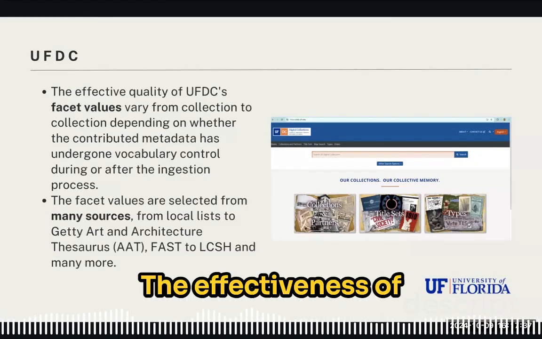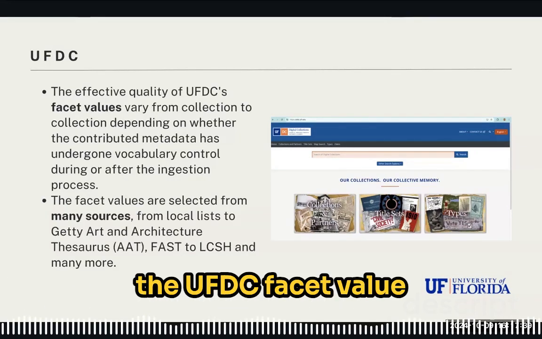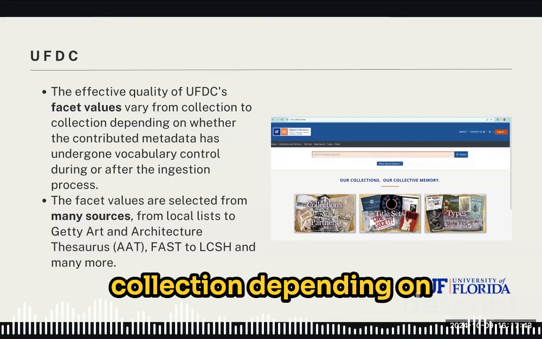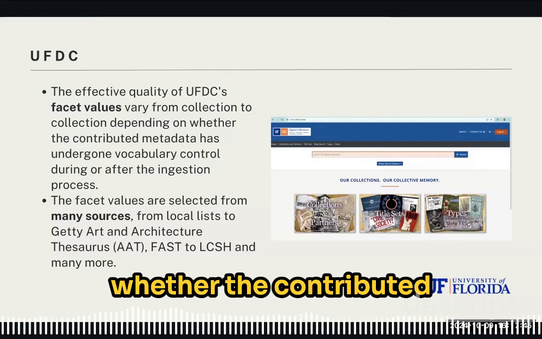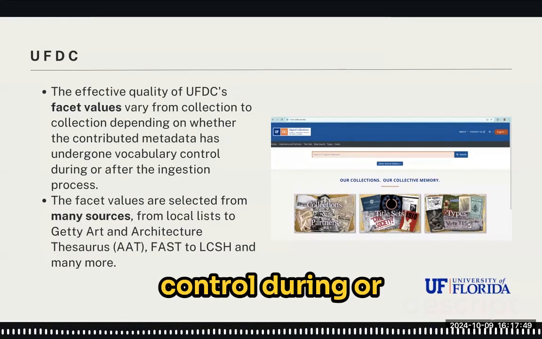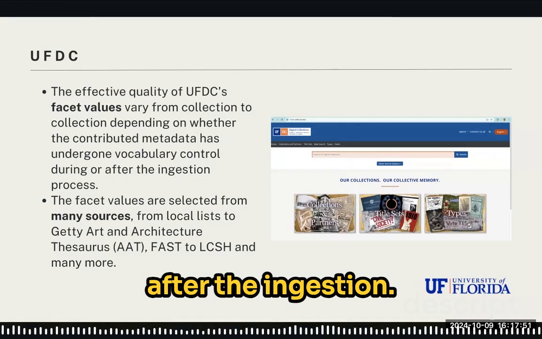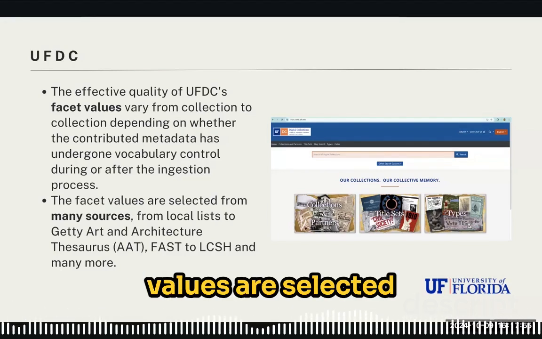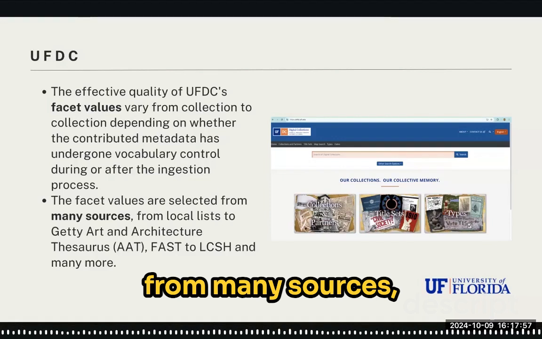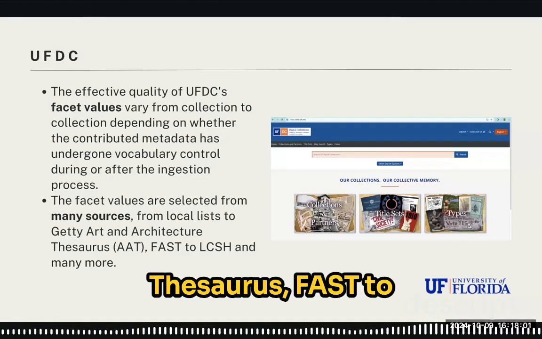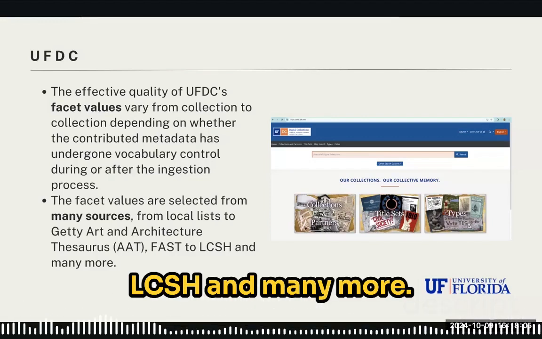The effectiveness of the UFDC facet values varies from collection to collection, depending on whether the contributed metadata has undergone vocabulary control during or after the ingestion. And also the facet values are selected from many sources, from local lists to Getty Art and Architecture Thesaurus, FAST, to LCSH, and many more.